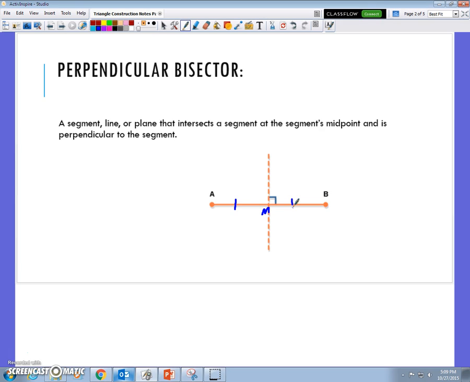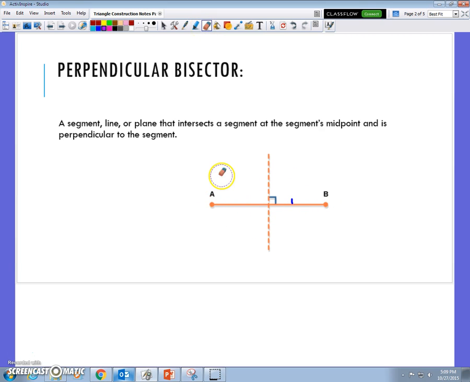Another special thing about the perpendicular bisector is that any point I pick on the perpendicular bisector, its distance from A and B will be the same. These segment lengths are congruent. This guy and this guy, this guy and this guy. It doesn't matter where I go as long as I'm on the perpendicular bisector, it will be the same distance from each endpoint. One of those qualities that you may not have realized, but actually happens.